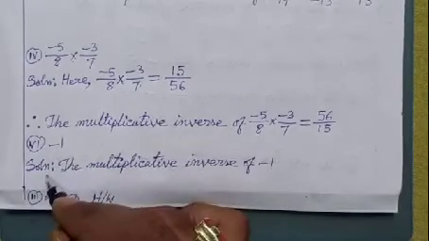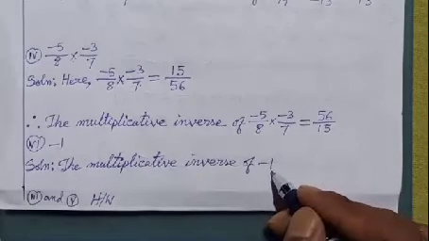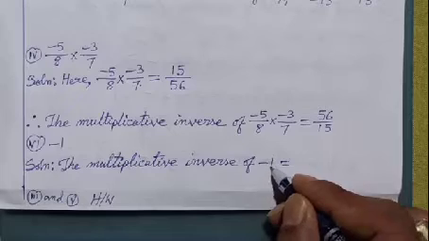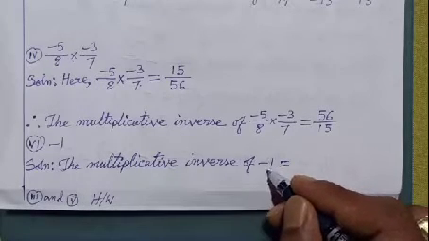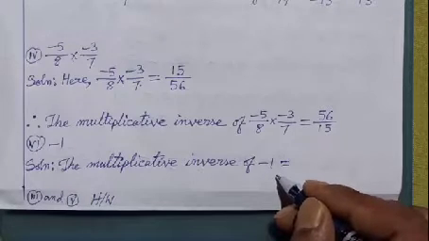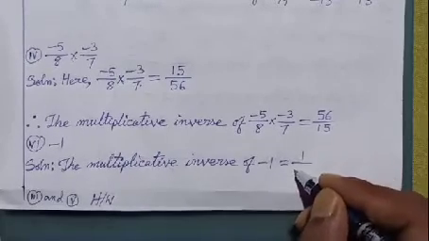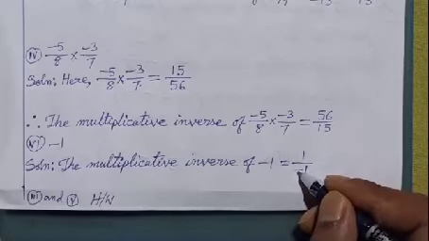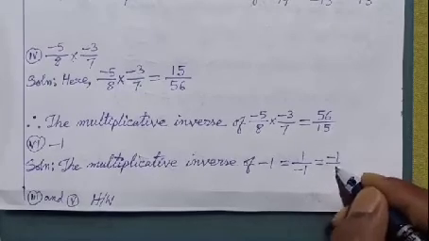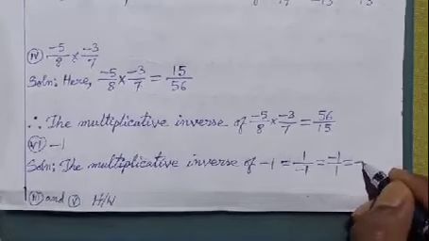Roman number 6. Minus 1. Solution. The multiplicative inverse of minus 1. Here in the denominator there is 1. So if we want to write the multiplicative inverse of minus 1, then here in the denominator 1 is there. So minus 1 by 1 should be interchanged in their places. Then actually it must be like that, 1 by minus 1. Then we have to keep the minus sign in the numerator. Then there is minus 1 by 1, and in the denominator we are not used to keeping this one, so leave this one. Then the answer is minus 1.